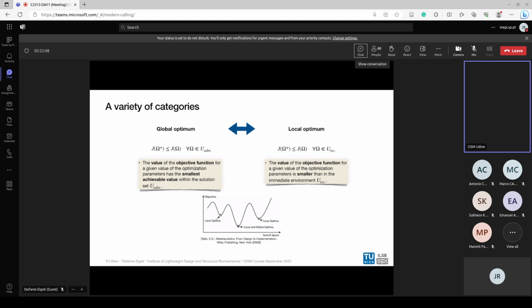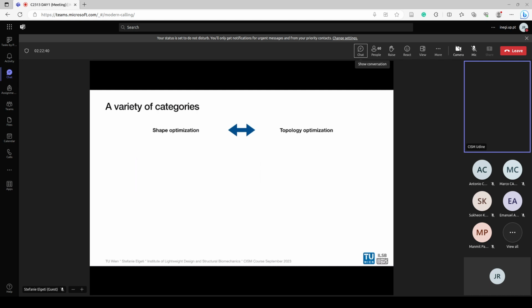And here's an illustration. So this function here has several local optima. So all of these points here are local optima, and this here is a local and a global optima. And yeah, the problem is, or will be, that if we start to search somewhere for an optimum, we can easily get stuck in a local optimum. So this will be the challenge.